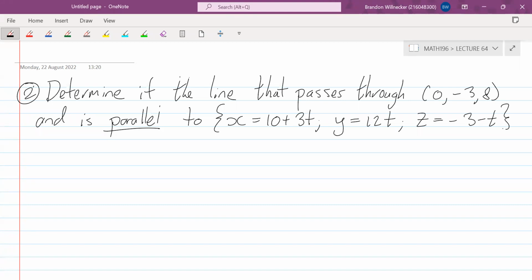Okay, so the second line is given in parametric form. Okay, so does the first line pass through the xz plane?